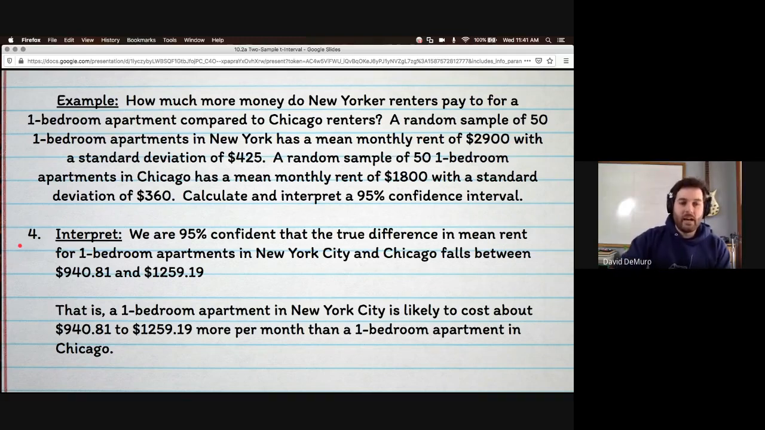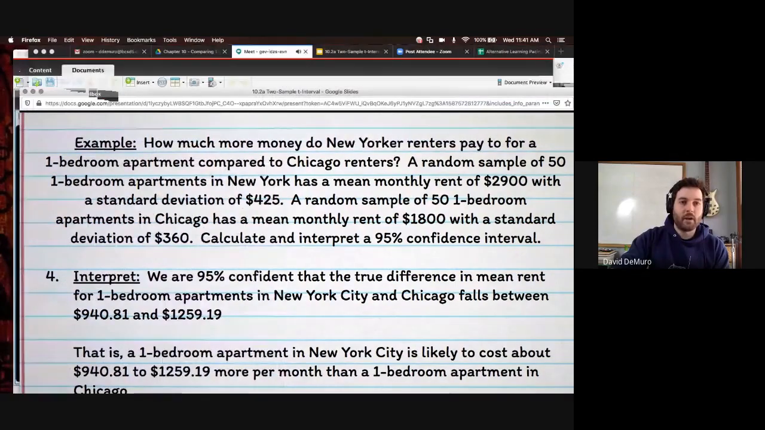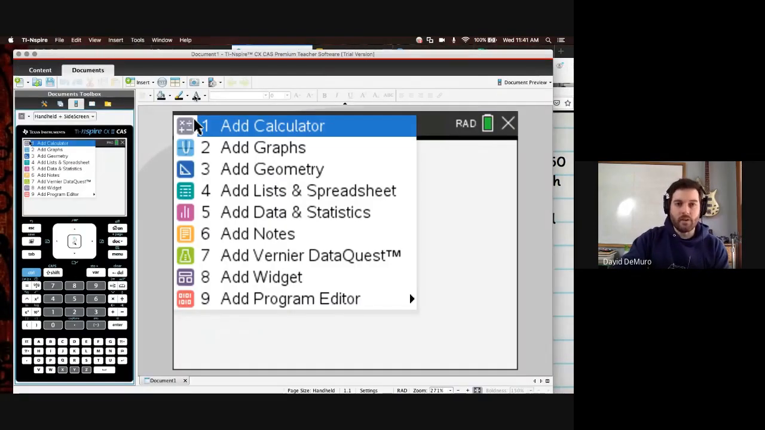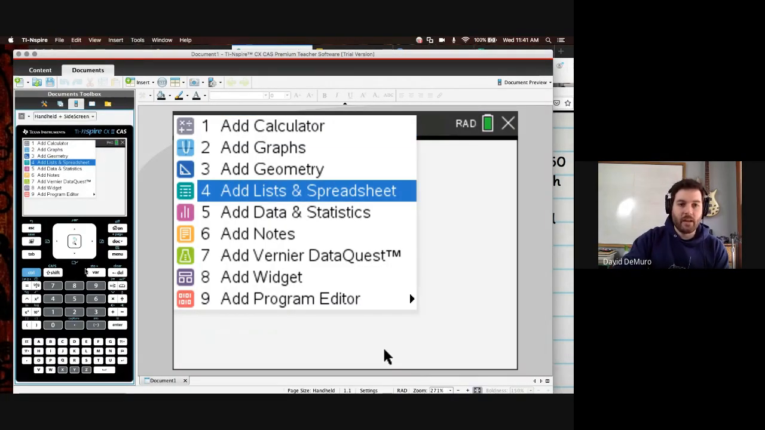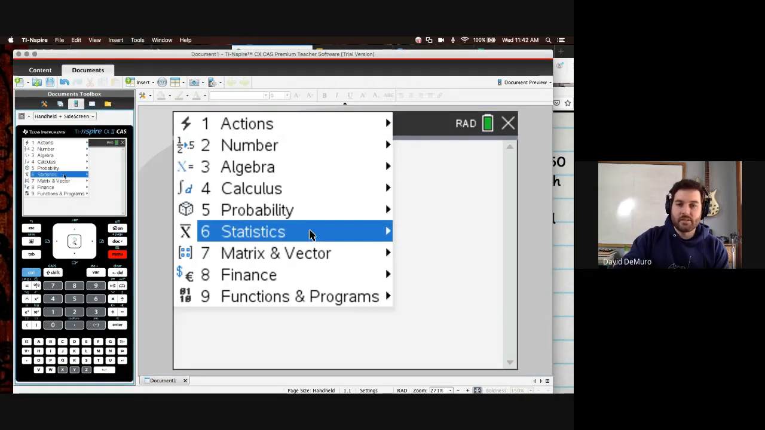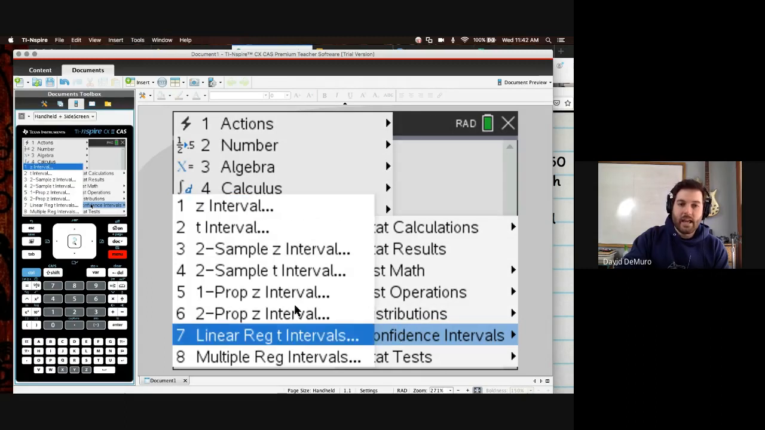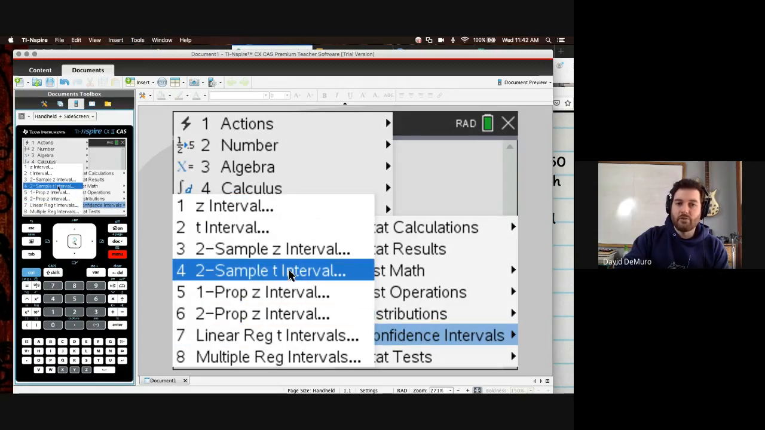So let's take a look at how to run this interval on the Inspire. All right, so on the Inspire, go ahead and open up a calculator page. So we'll go to page 1. And then we're going to hit Menu, 6 for statistics, 6 for confidence intervals. And we're looking at number 4, a 2-sample t-interval.